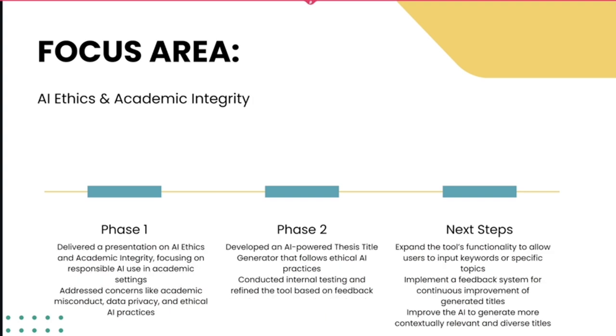Focus area: AI ethics, academic integrity. In phase 1, the team explored how AI could be used responsibly in academic settings, focusing on ensuring academic integrity through ethical AI use. They created a thesis title generator that incorporates ethical guidelines to avoid plagiarism and ensure academic honesty. In phase 2, the tool was tested and user feedback was gathered to improve its functionality.